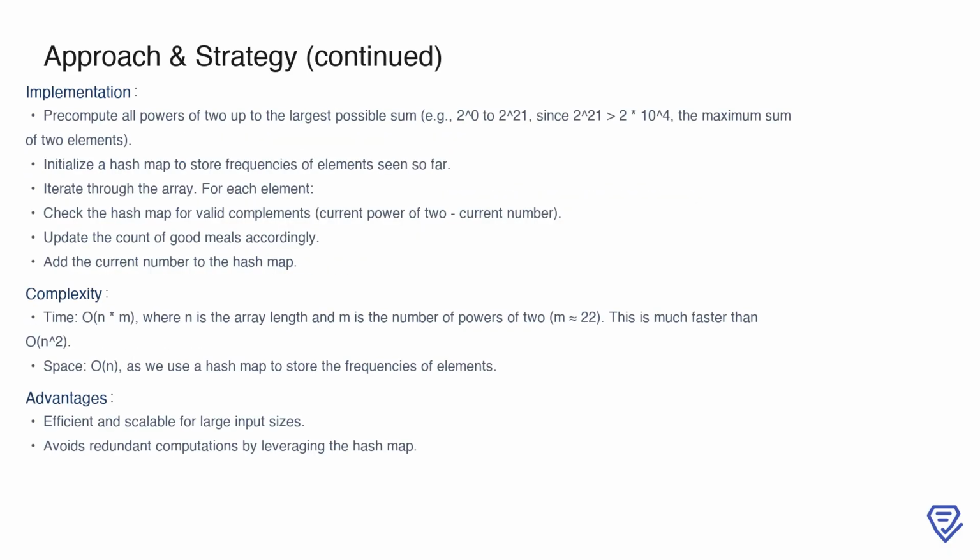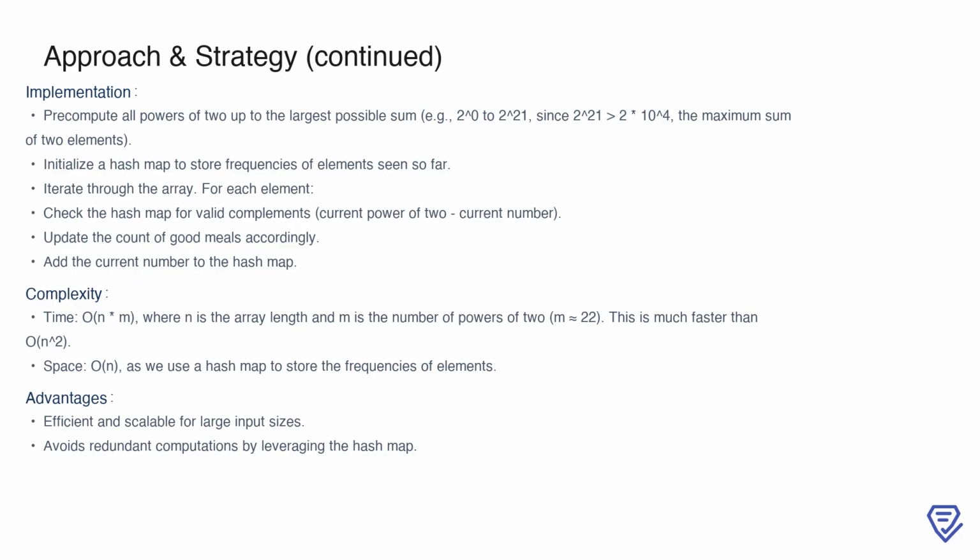To implement this optimized approach, we start by pre-computing all powers of 2 that are relevant for the problem. Since the maximum possible sum of 2 elements in the array is 20,000, we only need powers of 2 up to 2 to the power of 21. Next, we initialize a hash map to store the frequencies of elements as we process the array. As we iterate through the array, for each number, we calculate its complements by subtracting it from each pre-computed power of 2. If any of these complements exist in the hash map, we retrieve their frequencies and add them to our count of good meals.